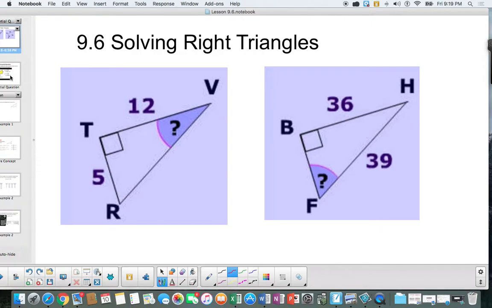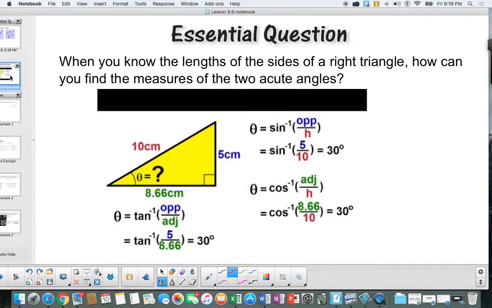9.6, Solving right triangles. Essential question: when you know the lengths of the sides of a right triangle, how can you find the measures of the two acute angles? What we've been doing so far is finding ratios given an angle, and now we're going to be finding angles. We're going to be introduced to a new symbol that's going to help us find an angle.